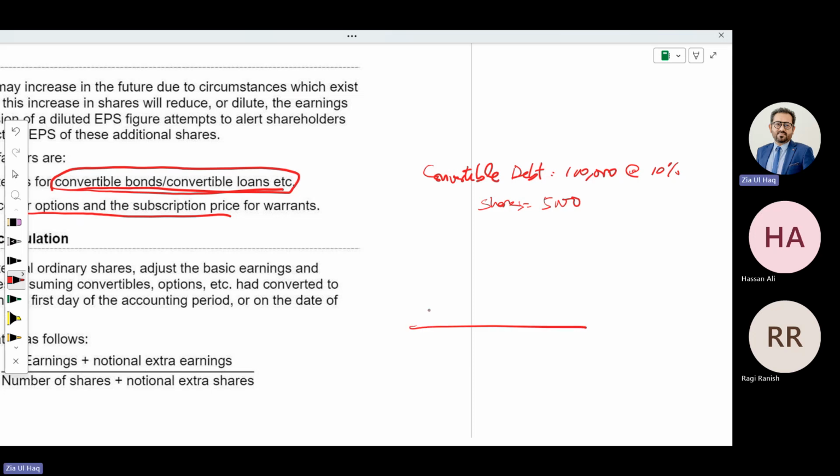The formula to calculate EPS was earning, meaning profit after tax, divided by number of shares. This means our existing shares will increase by this 5,000. But if they convert into shares, no more interest will be there. And this PAT we have calculated by using the interest figure. This means there will be no interest. This means what is 10% of this? 10,000. That we need to add back to PAT.